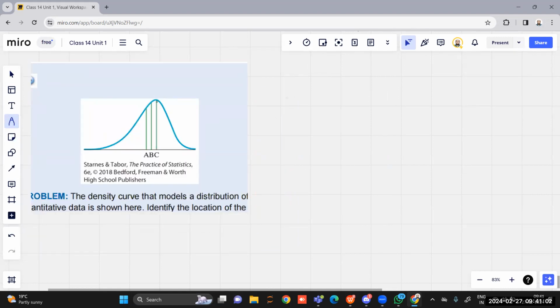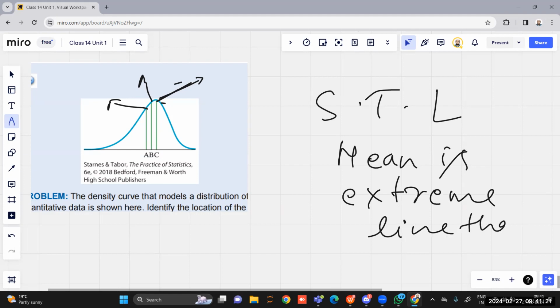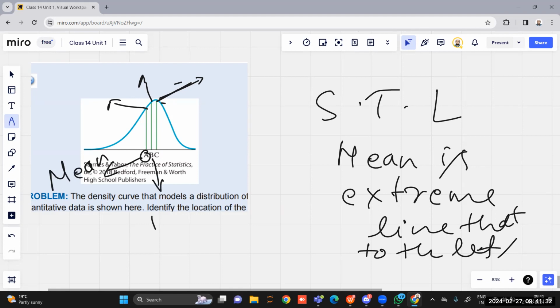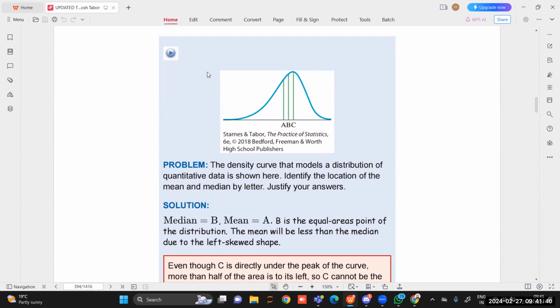See, there are 3 points: this, this, and this. Now, when it is skewed to the left, the mean is the extreme line, that's to the left. Because it is left skewed, the line with the point to the maximum left will be the mean. Correct. The median will be towards the right, so this will be the median. That's not in the center. That's the thing. Did you get that, Zaid? Okay.